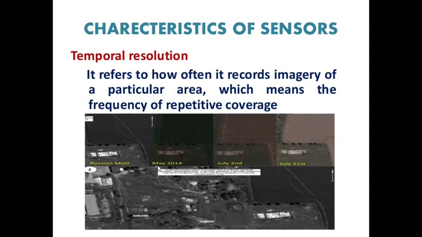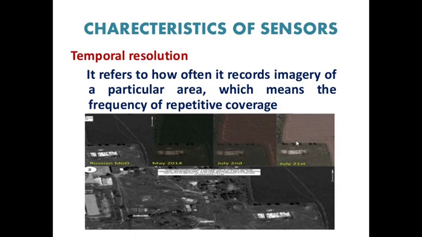Now here you can see this area has been captured several times in the same year. This one in May, this one on July 2nd, and this one on July 21st. So the variation or the change that has been brought to this particular land can be recorded because of this temporal resolution. So we have been able to record this variation because this area has been imaged several times within a very short period of time.